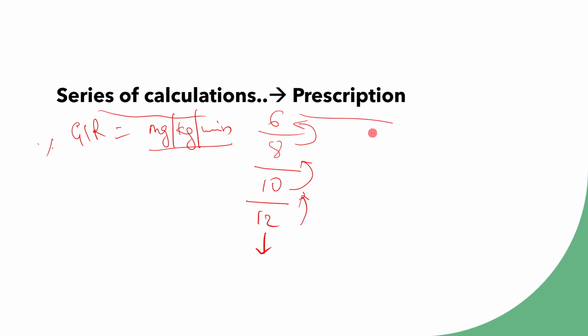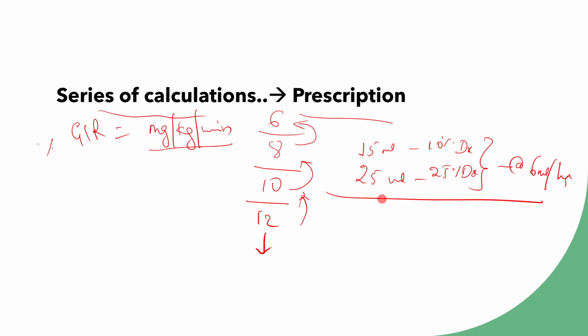So in prescription, we usually tend to give a mixture solution. Say for example, mix 15 ml of 10% dextrose and 25 ml of 25% dextrose, and run this solution at the rate of 6 ml per hour. So this is how a general prescription for glucose infusion will be.